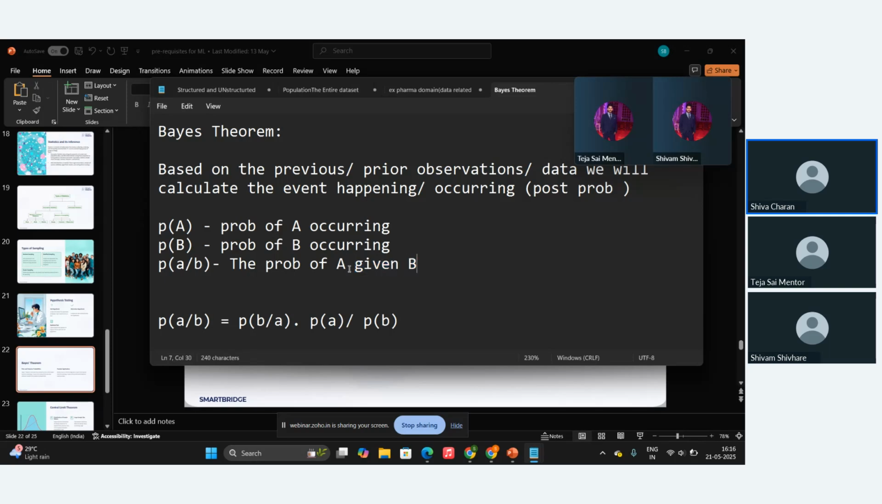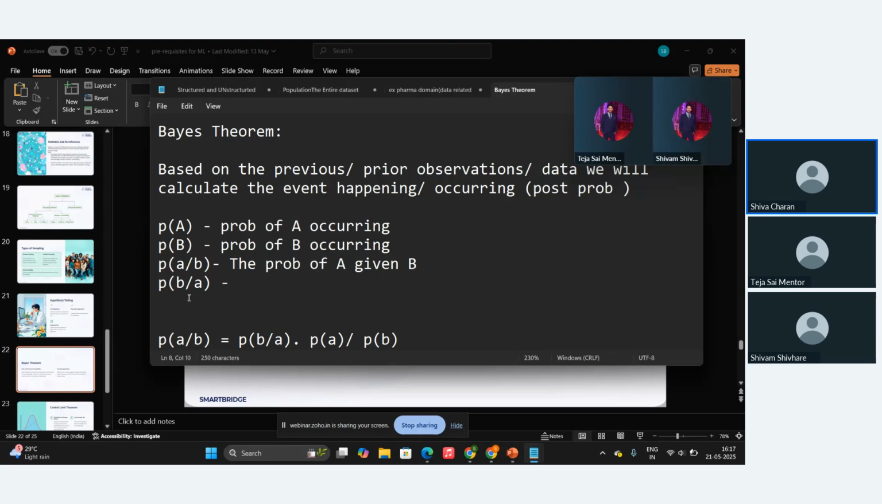The B is given and we will be calculating the probability of A. Given B, calculating the probability of A. P of A is clear, P of B is clear. Now P of B by A. So P of A by B means we just got to know that it is A by B, probability of A given B, right?